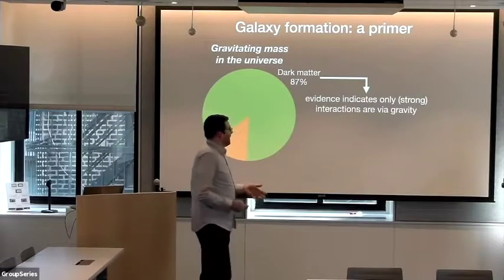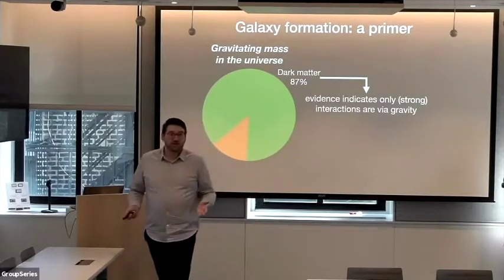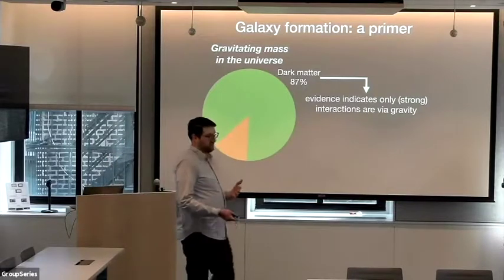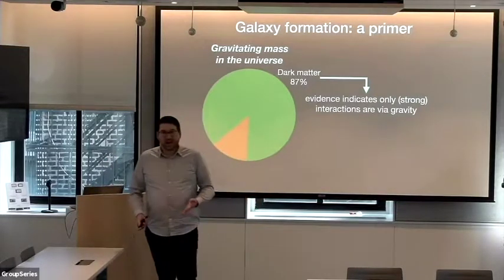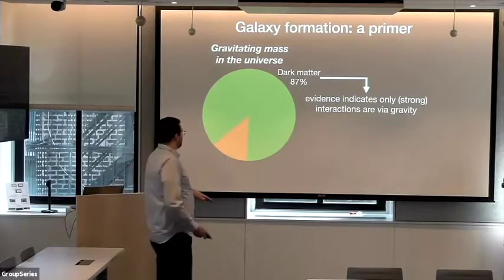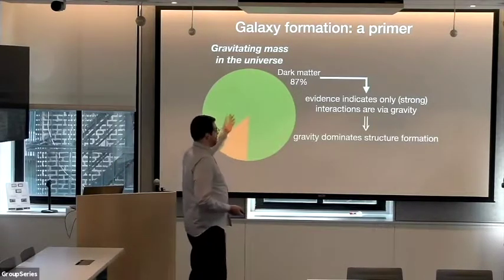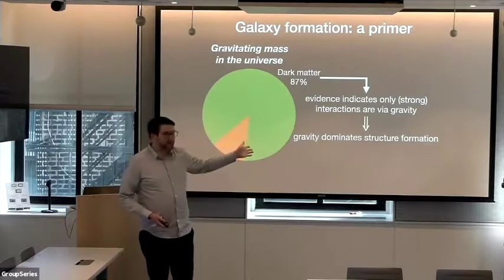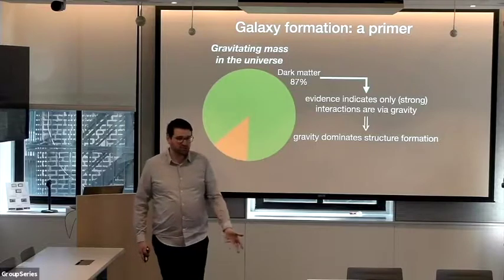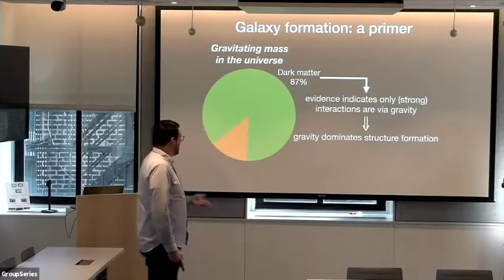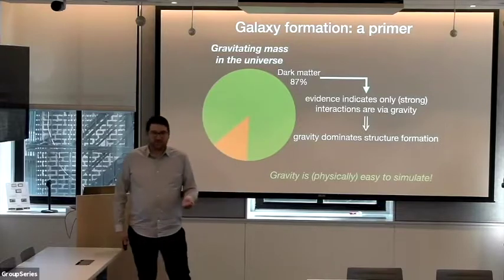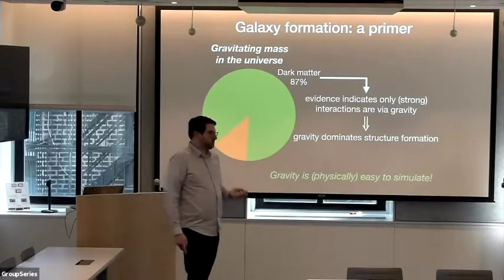Now, dark matter, evidence says that its only strong interactions, at least, are via gravity. We hope it has some weak interactions via other forces so that we can find it. But our zeroth order assumption is that it interacts via gravity only. Now, given how much dark matter dominates the gravitating mass, there's a very simple conclusion that comes from this, which is that gravity dominates structure formation. Fortunately, gravity, at least from a physical point of view, is very easy to simulate. We understand gravity very well.